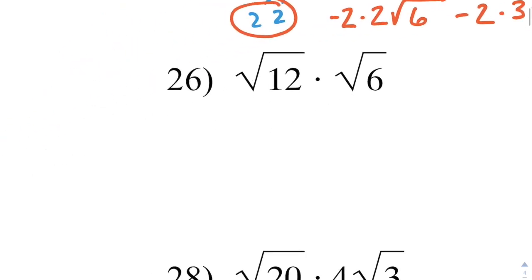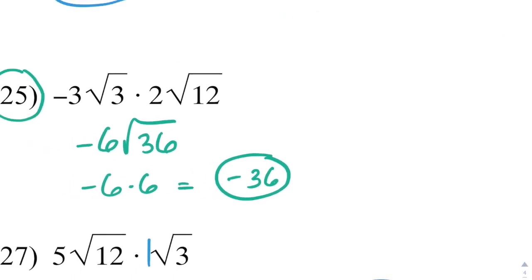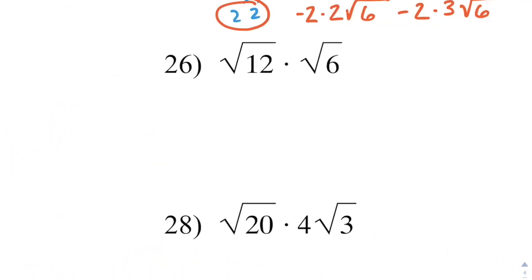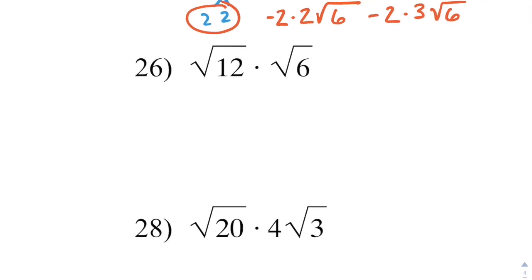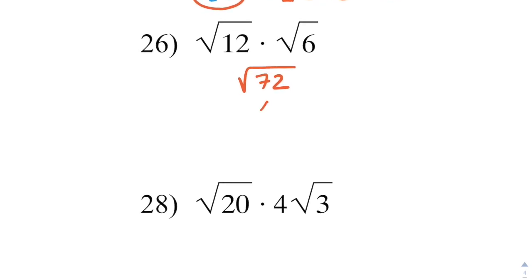All right, now we're at the multiplication ones. I did one in class. Remember, what's inside stays inside the radical, what's outside stays outside the radical. So we have this one. There's only 1's on the outside. They're implied. So 1 times 1 is 1, so I don't really need it. I'm just going to do 12 times 6, which is 72. I just need to simplify it now.